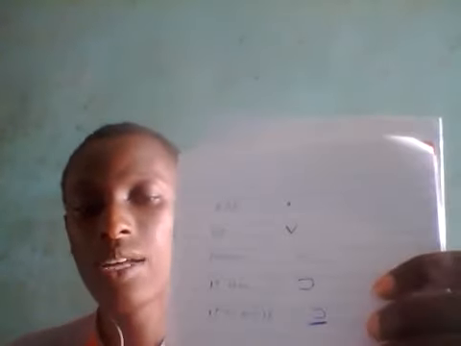Then the last one of the logical connectives is what we call the if and only if. We call it the biconditional, the biconditional sign. You have an arrow with a dash, or you can use three equal signs. We call it the biconditional. Can you see it on your screen? That's the biconditional. We call it if and only if.